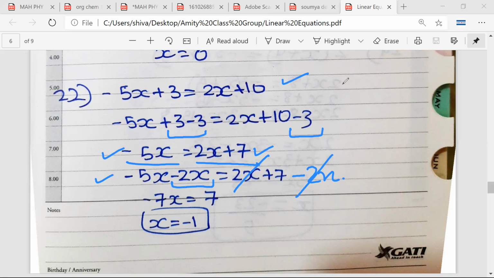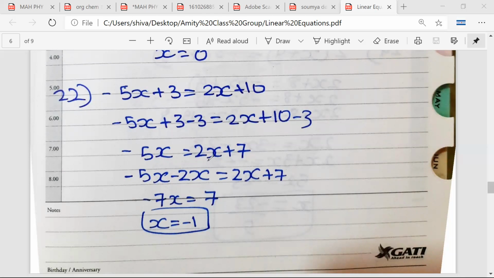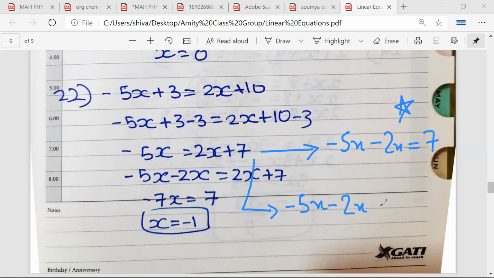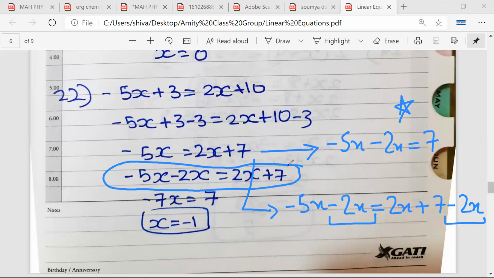देखिए, the point that I'm trying to make is, I directly brought the 2x on the other side. Madam, that is absolutely okay. See, you can write this as minus 5x minus 2x is equal to 7. This is absolutely fine. Or you can write this as minus 5x minus 2x is equal to 2x plus 7 minus 2x. So what you are doing here is you are subtracting minus 2x on both sides. But this thing that you have done, no problem.